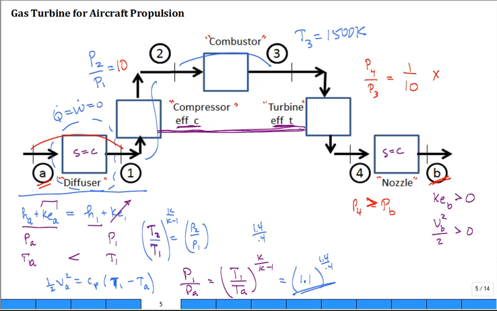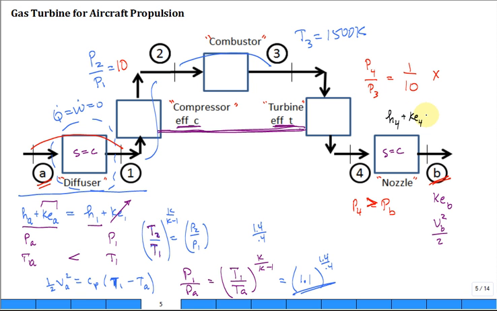Understanding the nozzle. So we already know we really want the kinetic energy at B to be very high. We want the speed at B to be very high. Do I have a similar equation like the energy equation that I applied for the diffuser? Can I write an energy equation for the nozzle? Sure. How would it look? Would it look like the enthalpy at 4 plus the kinetic energy at 4?